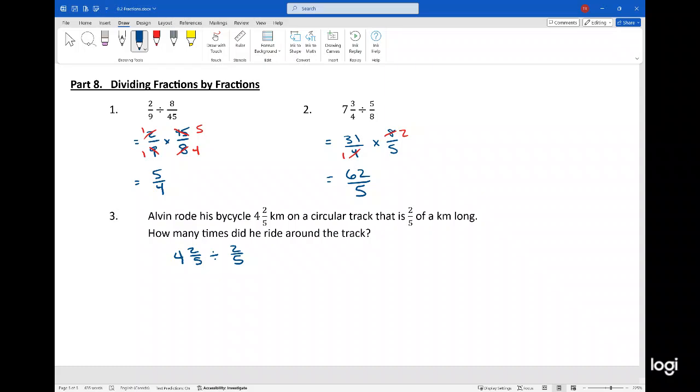Okay, let's get away from those mixed fractions because they're difficult to work with. 5 times 4 is 20 plus 2 is 22/5. Switch that to multiplication. Flip the second one. In this case, the 5 and the 5 cancel. And we're left with, I could cancel the 22 and the 2, but either way, it's going to happen in the next step. 22 divided by 2 is 11. So Alvin could ride around the track 11 times.